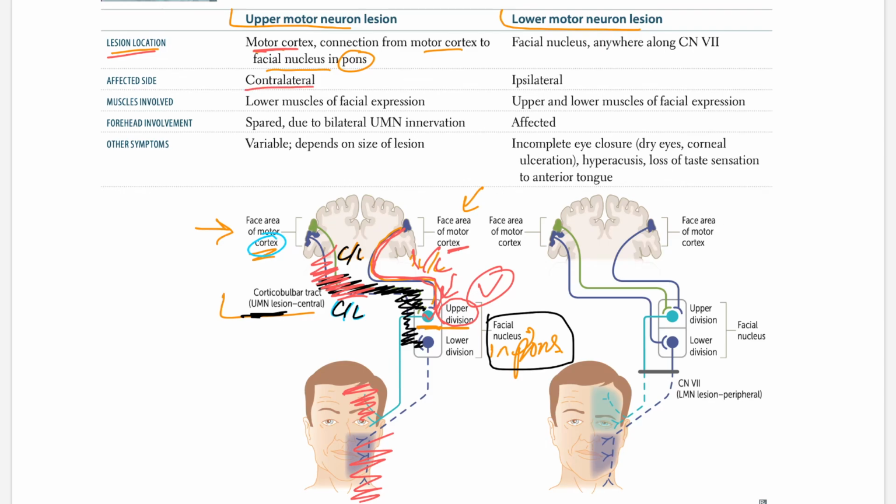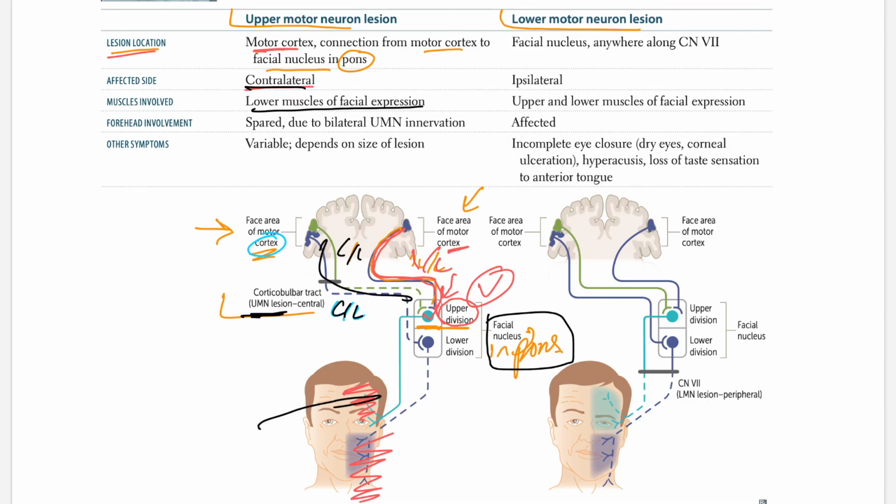will be contralateral. Why contralateral? We say that because we affected this side, but the damage is where? Let me just go back and change my color to black. We damage this side because it's going towards the contralateral nucleus, remember? Because this decussation is sitting here. So it's going to be the contralateral side affected, only at the lower muscles of the facial expressions. Only the lower muscle will be involved here.